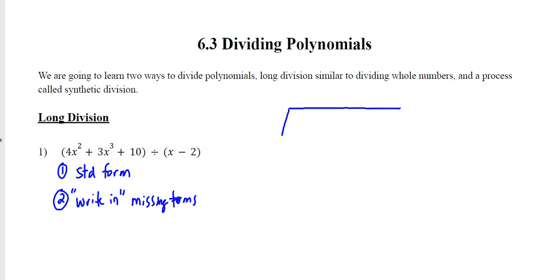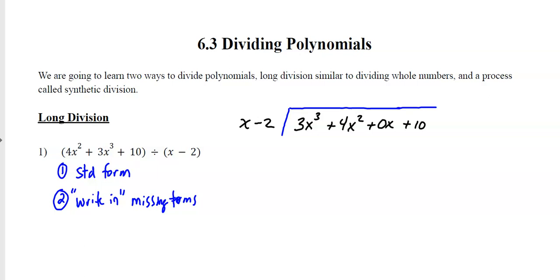If you notice, in standard form, x to the third is the biggest. So I'd have 3x to the third. x squared would come next, 4x squared, and I don't have an x term, so I need to write that in. So I'm going to put plus 0x. That's what I refer to as the missing term. And then we have our constant. Basically, you have to account for everything in descending order, all powers going all the way down. And now on the outside, I have x minus 2.